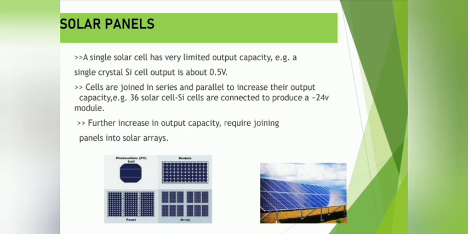For example, 36 silicon solar cells are connected to produce an approximately 24 volt module. Further increase in output capacity requires joining of panels into solar arrays. That means first we join the silicon cells in series and parallel manner, and after that we join the solar panels that we made by joining the silicon cells, so as to increase the efficiency.